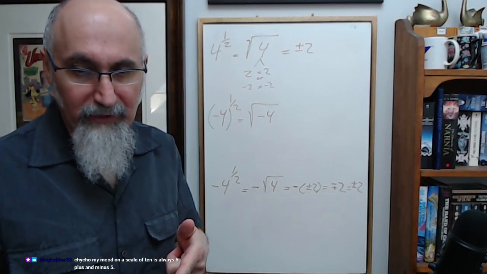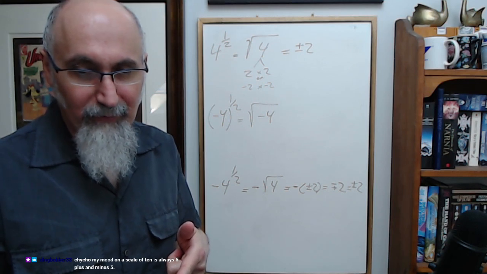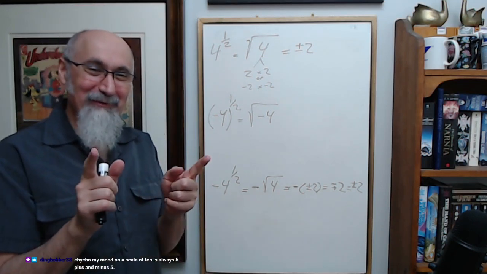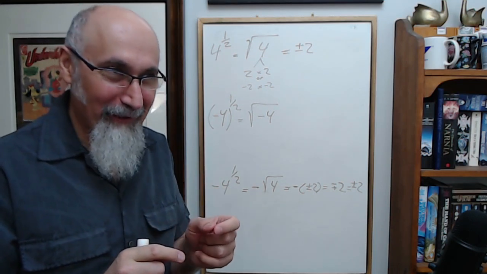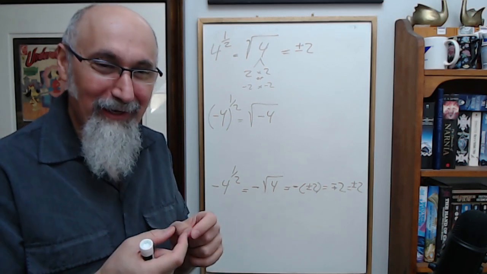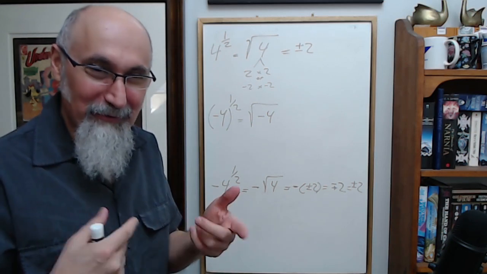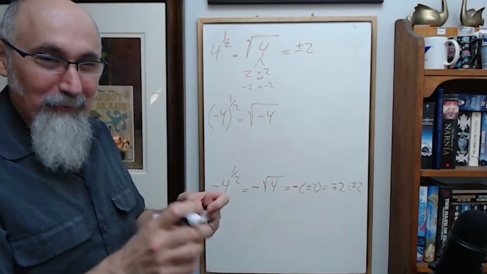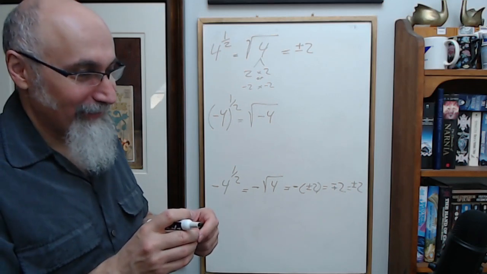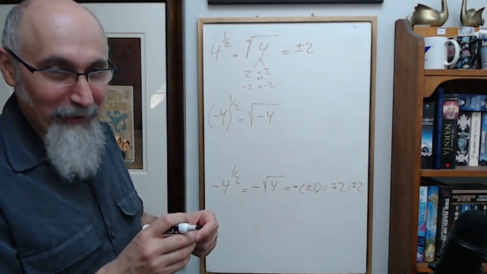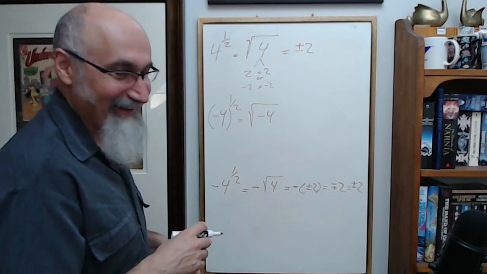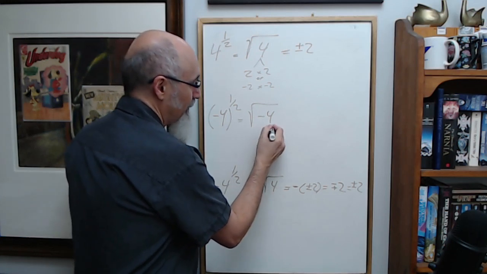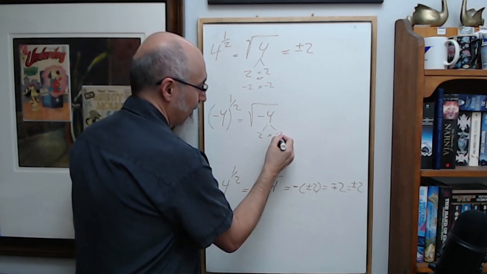Chycho, my mood on a scale of 10 is always 5, plus and minus 5. Hopefully you hit the range in between a little bit too. So it means you're either 0 to 10. No, plus or minus 5 would be you hit everything in the middle. So 0 to 10, which is great, right? You're part of the, I guess integers would work as well, but the real number set and everything in between.